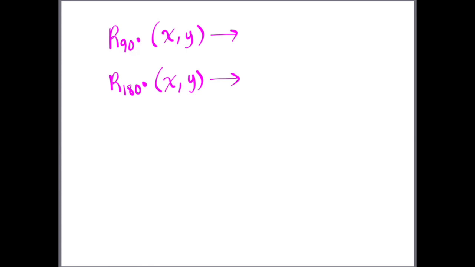So we have right now two rules. We have a rotation of 90 degrees and a rotation of 180 degrees. So we start off with our ordered pair of X comma Y. For rotation of 90, what happens is that we change the order and change the sign of Y. For a rotation of 180 degrees, we keep the same order, but we change both the signs.